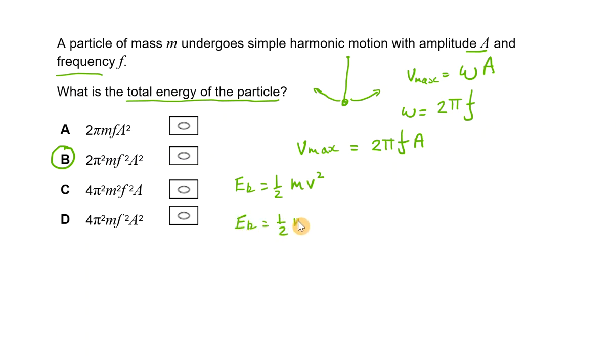So it's got half m and then 2 pi frequency and amplitude all squared. If you put those numbers into your calculator, you will discover that you get 2 pi squared m f squared A squared. And that is answer B.